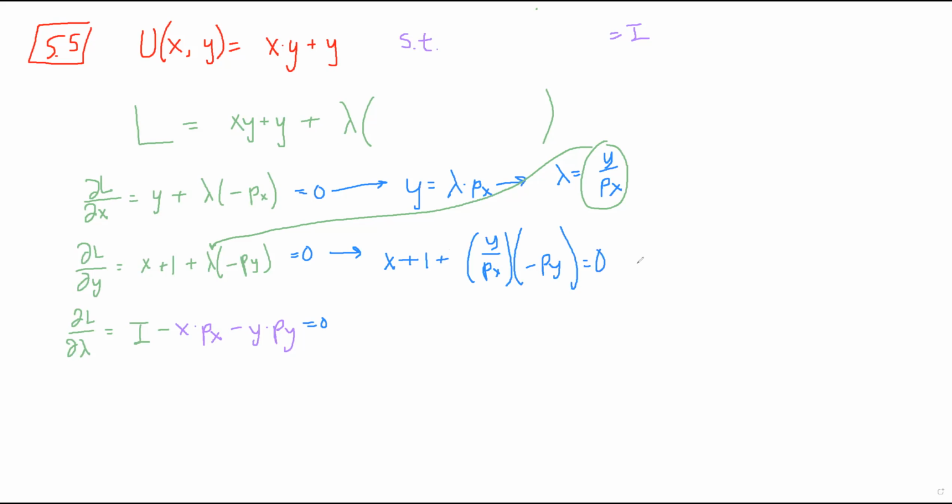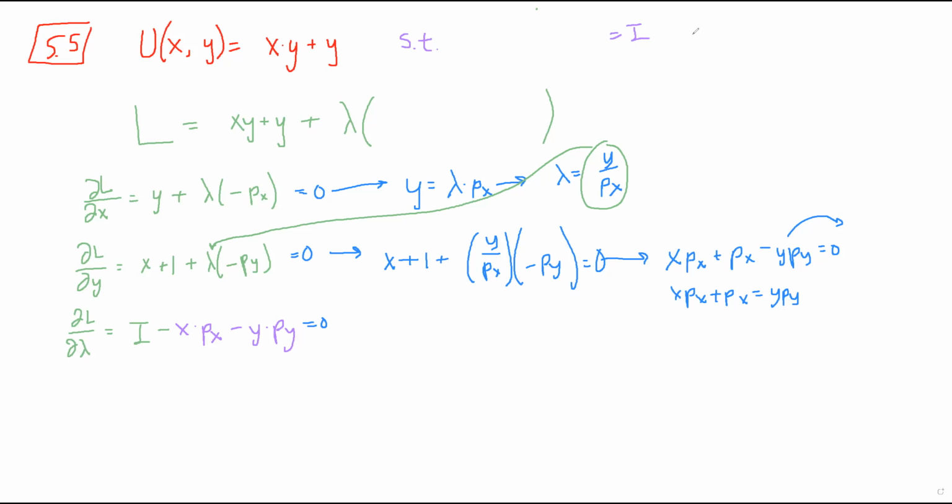I'm going to rearrange some terms here. I'm going to multiply both sides by px. So I get xpx plus px minus ypy equals 0. And if I add the ypy over to the right, I get xpx plus px equals ypy.